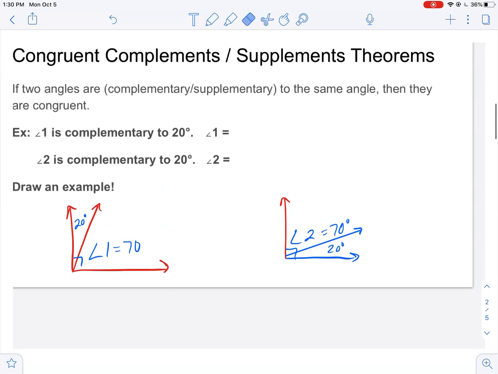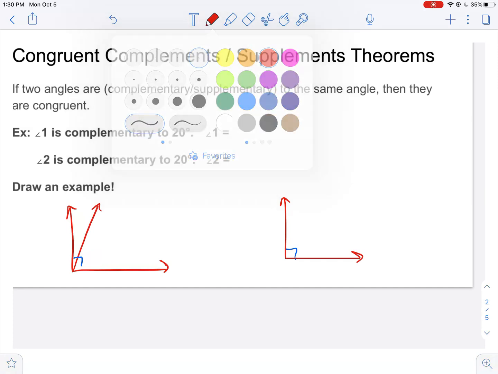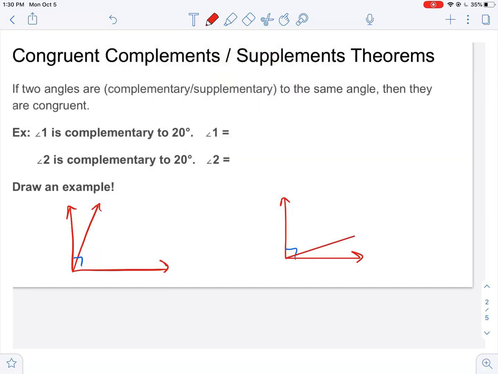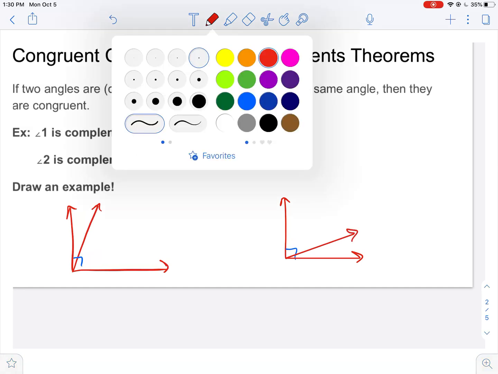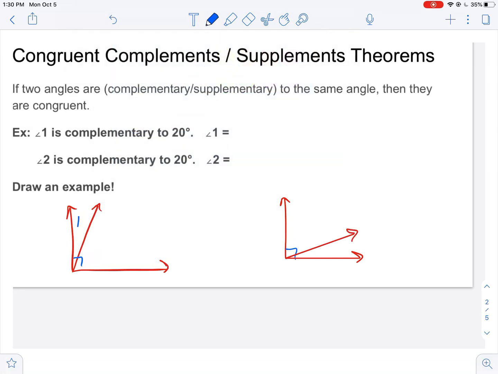And let's look at some congruent complements and congruent supplements. So congruent complements says that if two angles are complementary to the same angle, then they must be congruent. So let's look at a concrete example here. If I've got two angles, let's say this is angle 1 and angle 2. And complementary means that they add to 90.